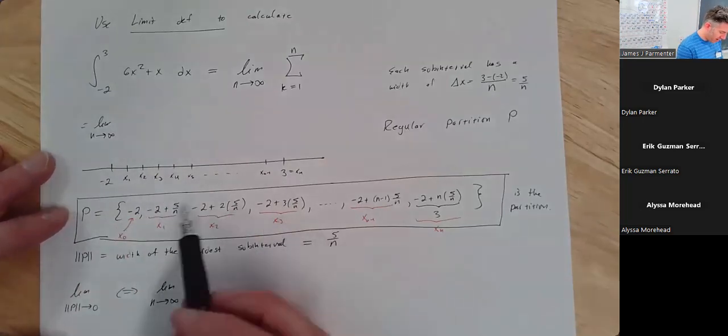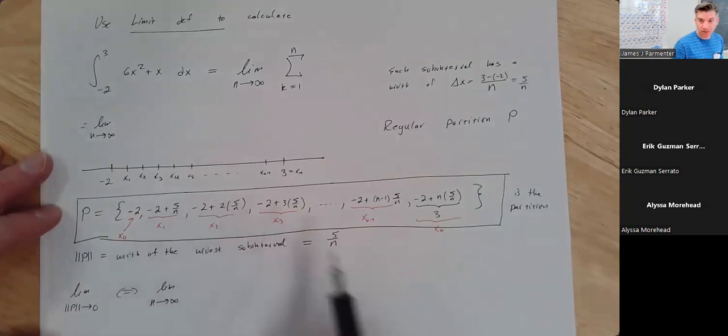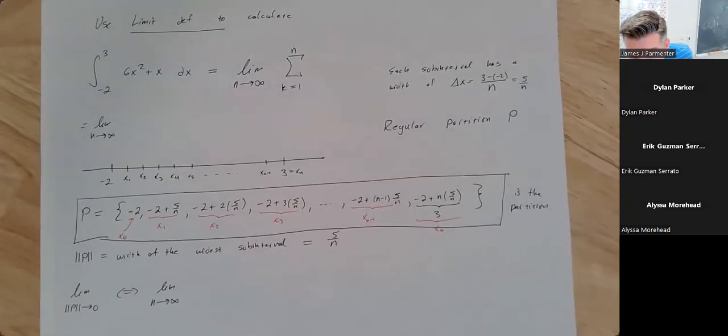So our x sub 1 is -2 plus 5 over n, x sub 2 is -2 plus 2 times 5 over n. It's always going to be 1 to n for k. Okay. It's almost always going to be 1 to n.